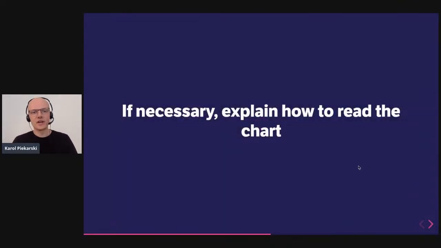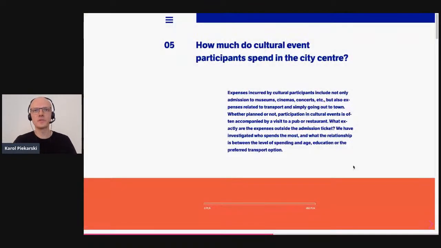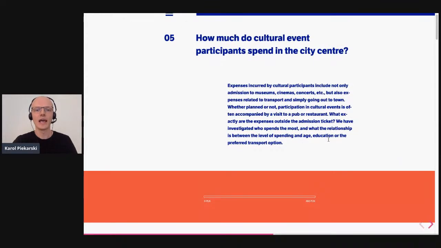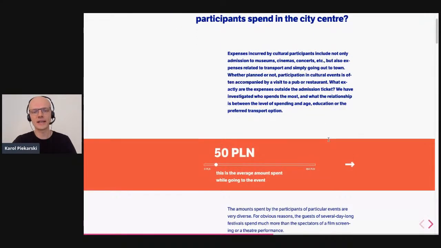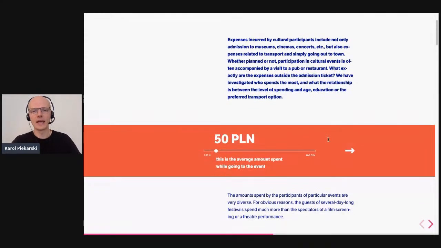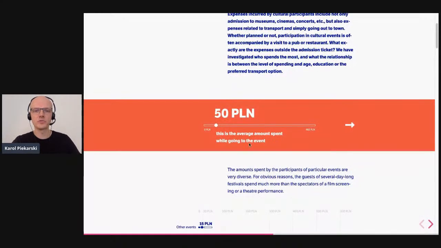Okay, and if necessary, you can also explain how to read the chart. For example, this is what we did in Katowice. We published the findings of one of our studies into cultural life online in this online report. And we wanted to use a rather complex chart, which is called a box plot. And so you can see that here at the beginning, we decided to explain how it works. So you have this kind of bar here.